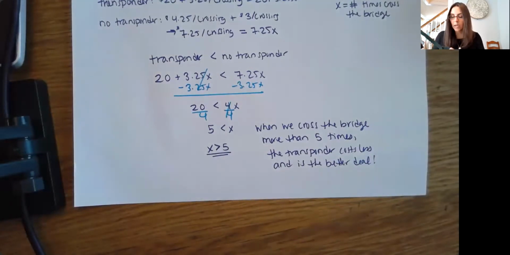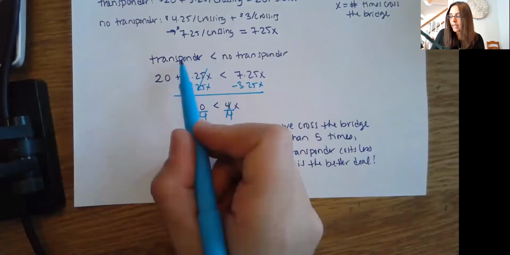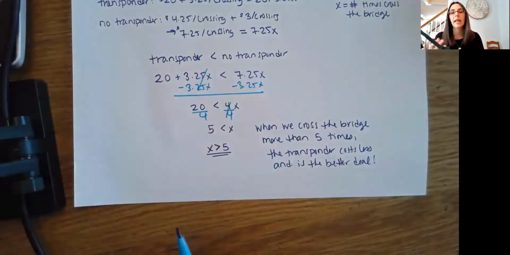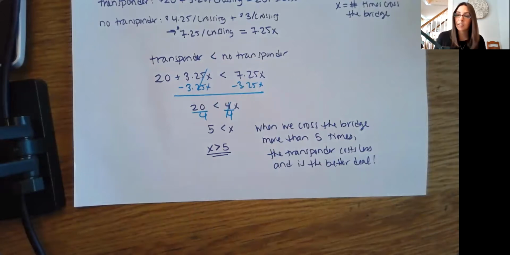So we set up our equation as transponder less than no transponder. And our answer was X is greater than 5. So that means that when X is greater than 5, the cost of the transponder is less than the cost of not having the transponder. So as long as we cross the bridge more than 5 times, then getting the transponder is the better deal.